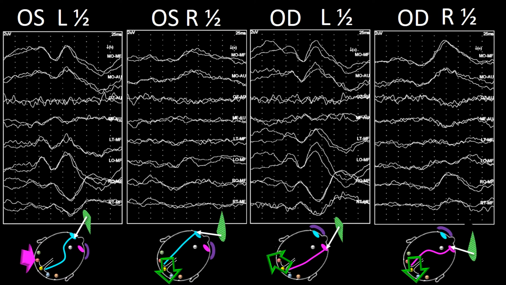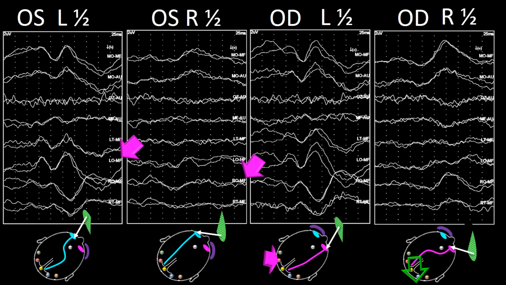Thus, the derivation to look at when evaluating visual evoked potential for the left eye, left hemifield is the left occipital electrode to the midfrontal electrode. The derivation to look at when evaluating visual evoked potential from the left eye, right hemifield is the right occipital electrode to the midfrontal electrode.